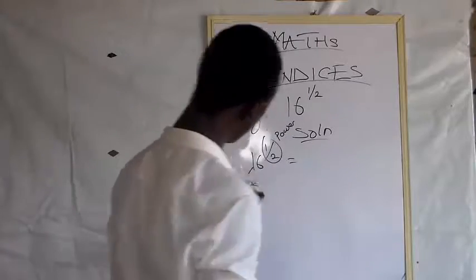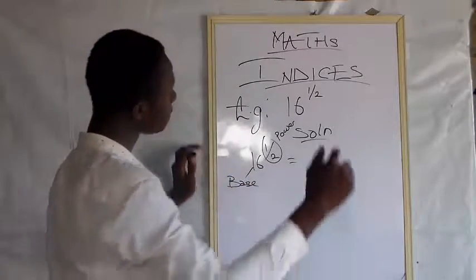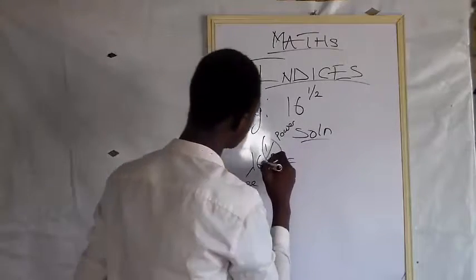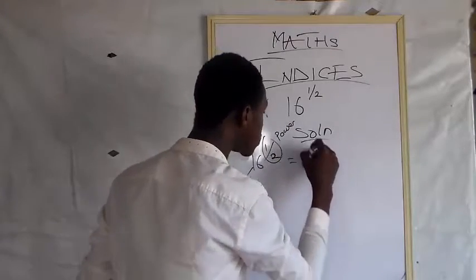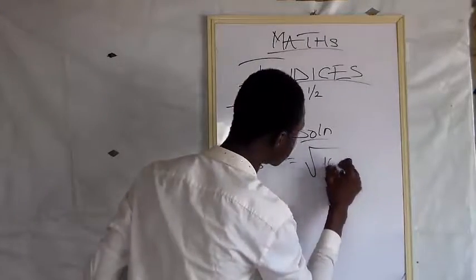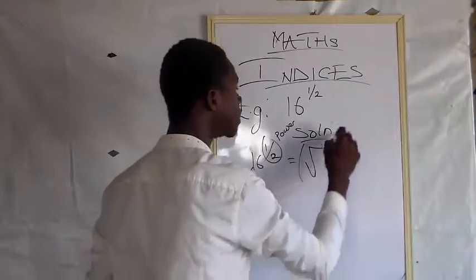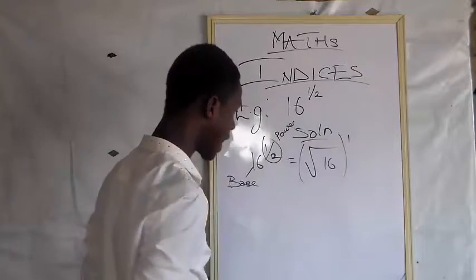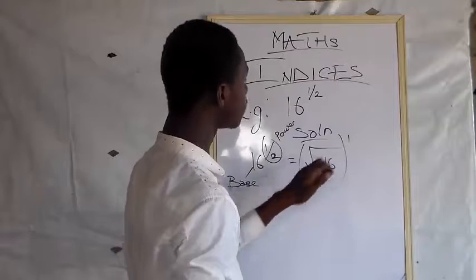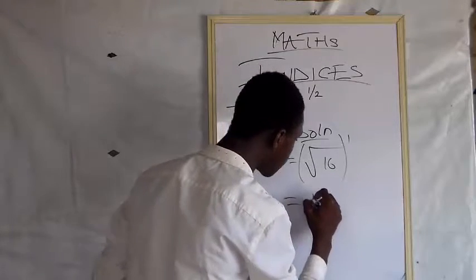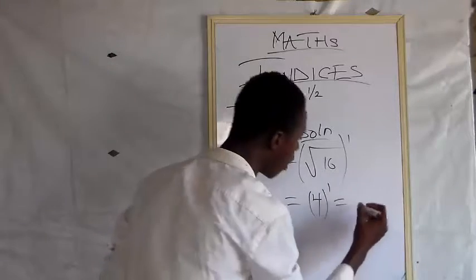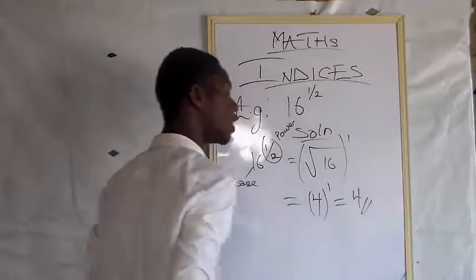Now what you're going to do when you have an equation like this is that you use the denominator of the power to root the base 16, and raise to power the numerator 1. Now the square root of 16 is 4 raised to power 1, and we have 4 raised to power 1 is 4, and this is your final answer.